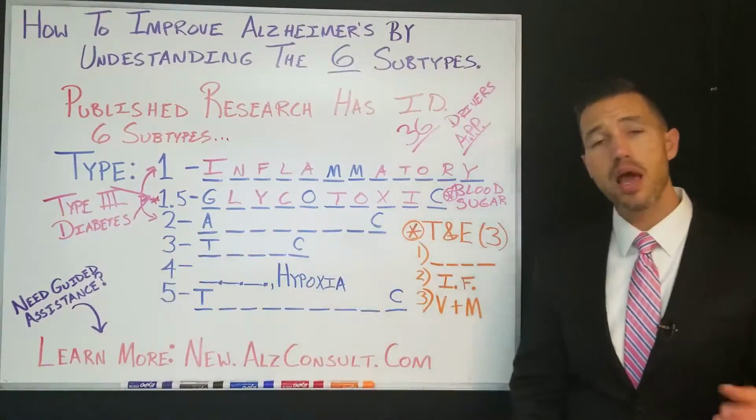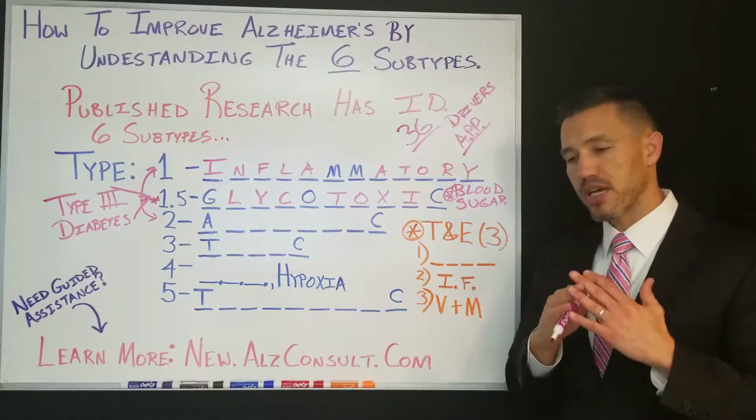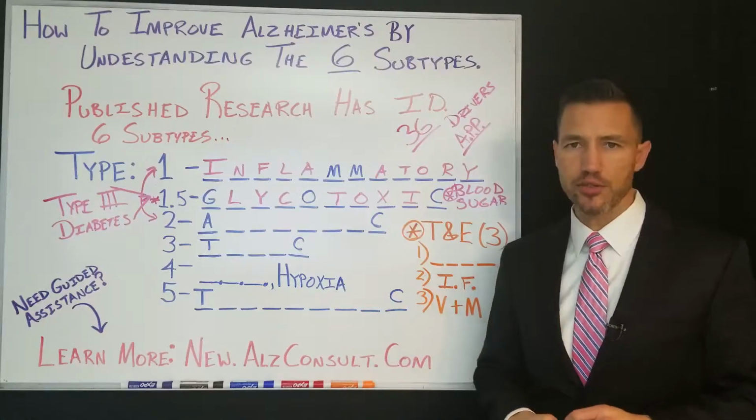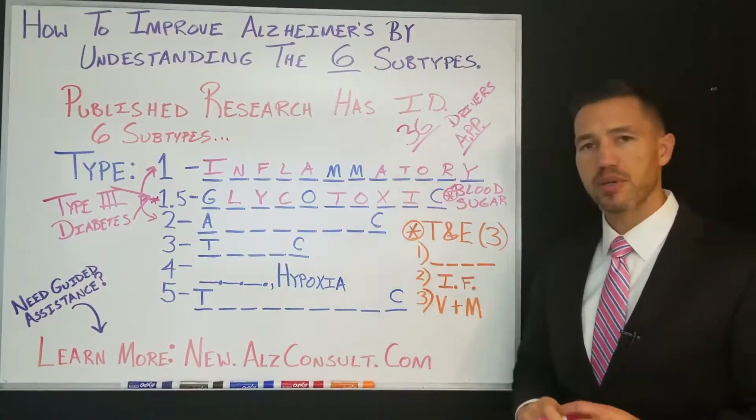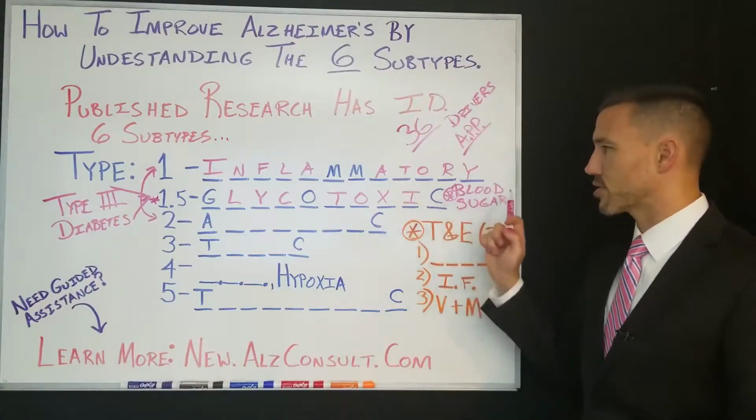If you go to pubmed.gov, type in type 3 diabetes, and you will see hundreds of research papers that show Alzheimer's being called type 3 diabetes. It's all throughout the scientific literature. So blood sugar is a major, major issue.